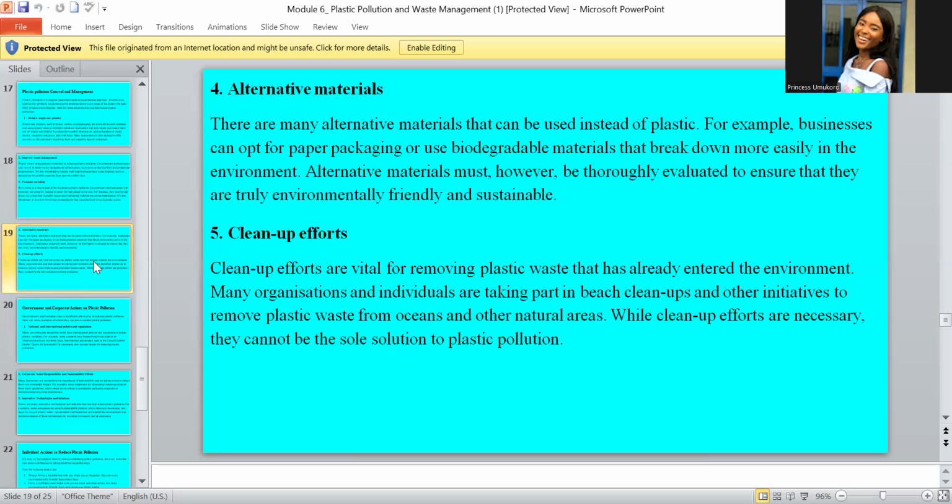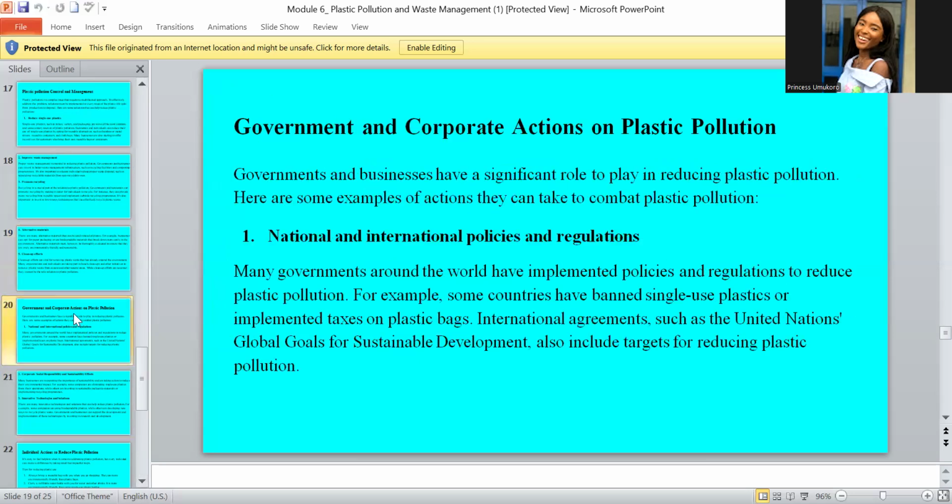We have cleanup efforts. Cleanup efforts are vital for removing plastic waste that has already entered the environment. Many organizations and individuals are taking part in beach cleanups and other initiatives to remove plastic waste from oceans and other natural areas. While cleanup efforts are necessary, they cannot be the sole solution to plastic pollution.